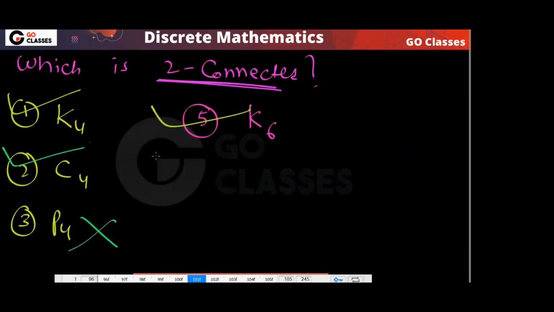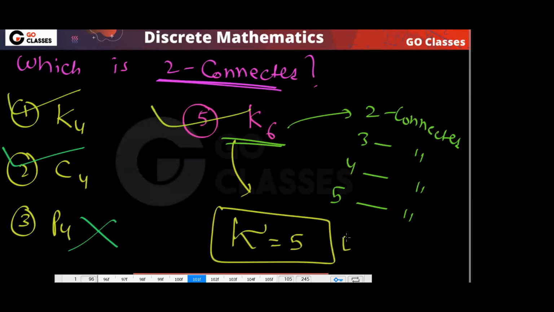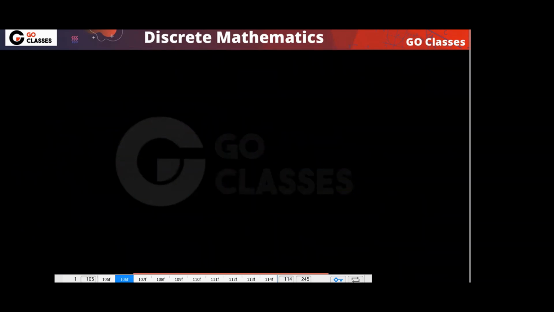Like in this example, this K6 is 2 connected, 3 connected, 4 connected, and 5 connected also. And what is the connectivity number for this? The connectivity number is 5. So when I say 2 connected, it simply means that your kappa is greater than or equal to 2. Very simple. Are all these things clear?